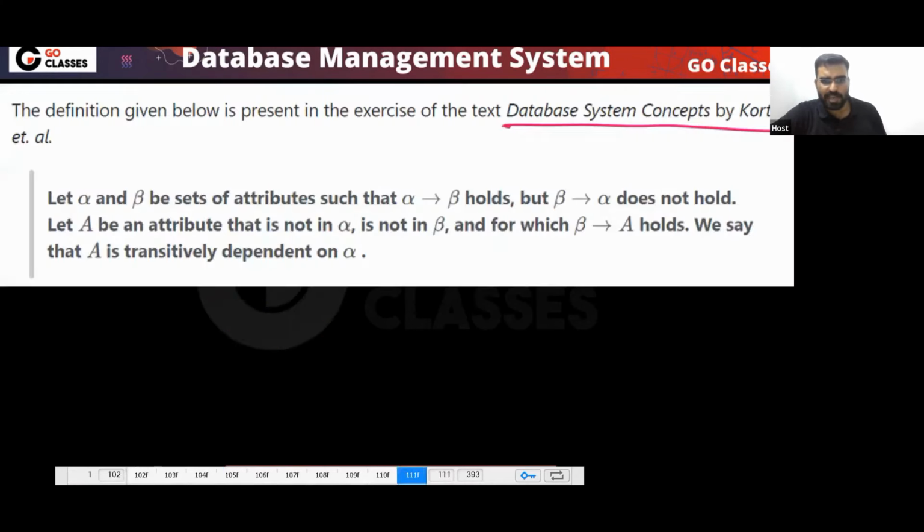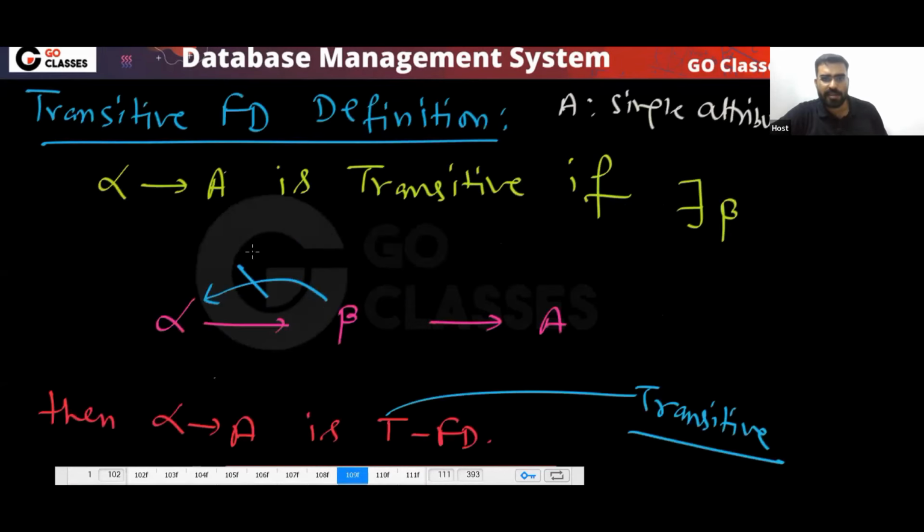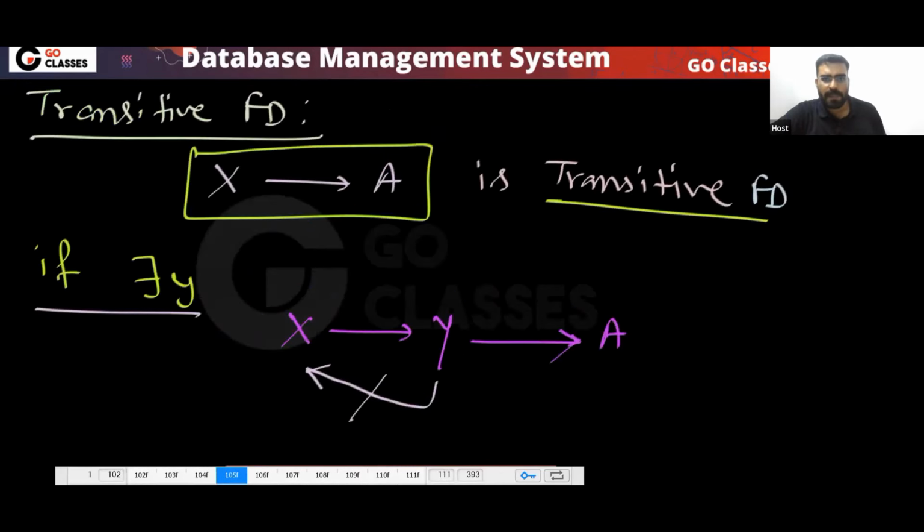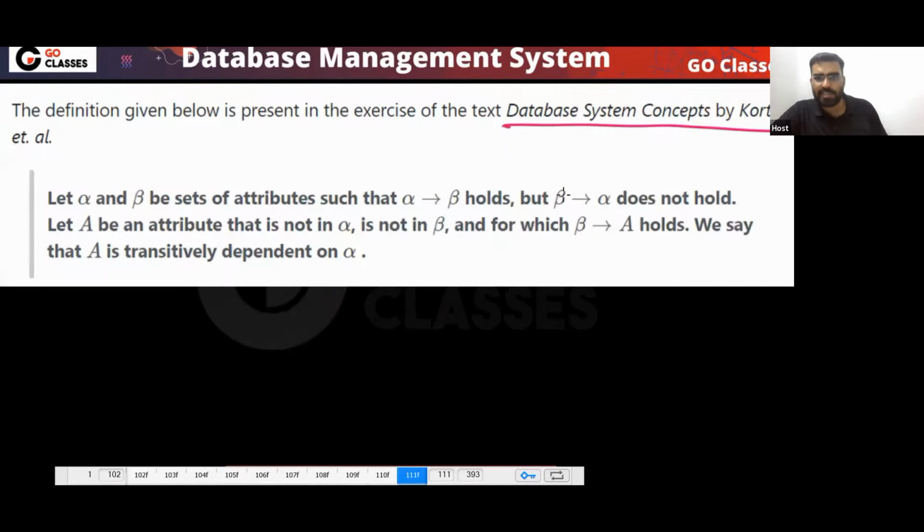Also here, one more thing I want to tell you. In the definition, this A must not be part of X comma Y. One more note: this A is not part, because we are considering non-trivial FDs. Actually it is part of the definition. You can notice this. Read this. It is not in alpha, it is not in beta. This is from the book course.